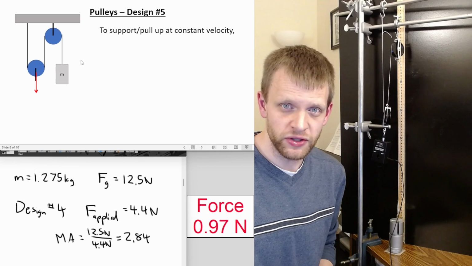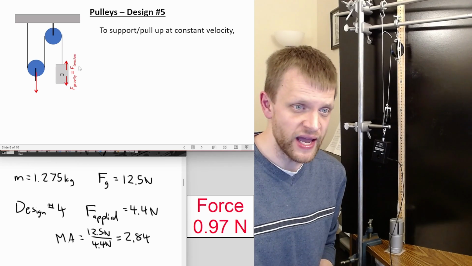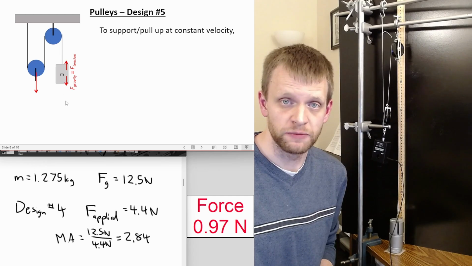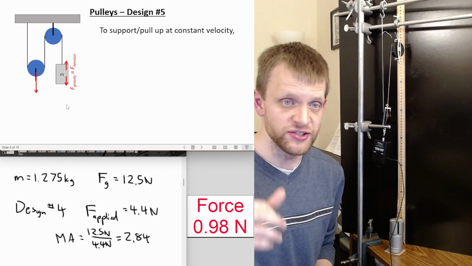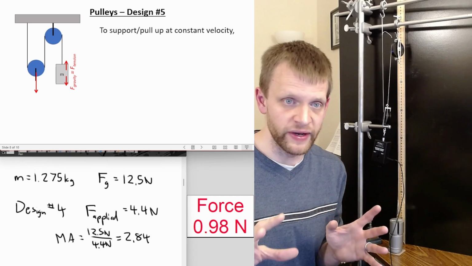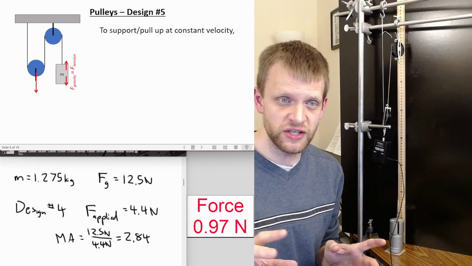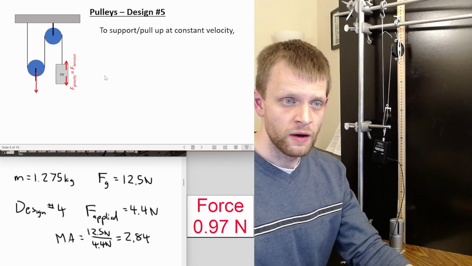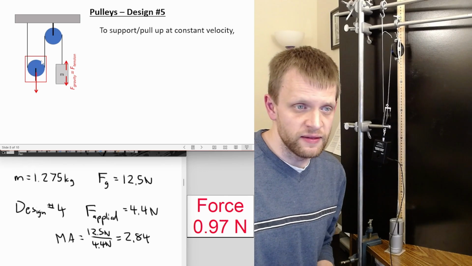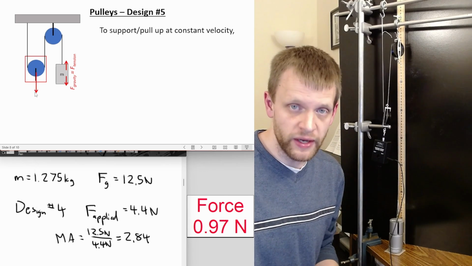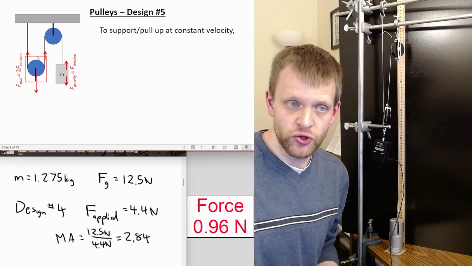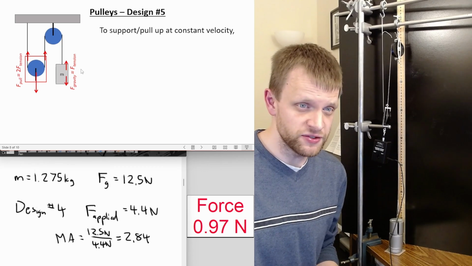So if we look at the forces that are acting on this thing, for the hanging mass, we've got the force of gravity pulling down and the force of tension pulling up. So again, if this thing is either just being supported, not moving at all, or moving at a constant velocity, those two forces will balance each other. On the other hand, if I look at the pulley that I'm actually applying a force to, I'm pulling down on that pulley and there's two tension forces pulling up on it.